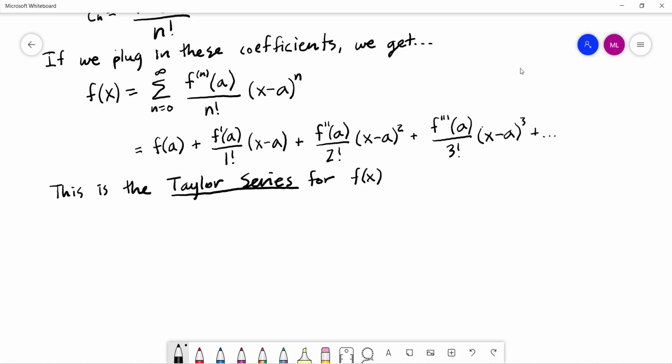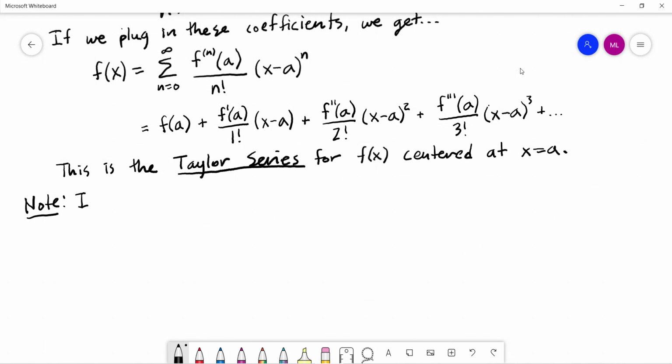So Taylor series for f of x centered at x equals a. As a quick side note here, we titled this section Taylor and Maclaurin Series. It turns out that if a is 0, so if you're centering this thing at the origin, we call it a Maclaurin series, but most people still just refer to that as a Taylor series. Taylor series is more generic. Maclaurin series is specifically a Taylor series centered at 0.